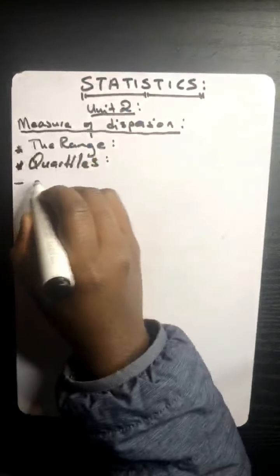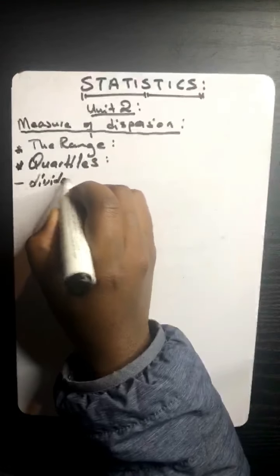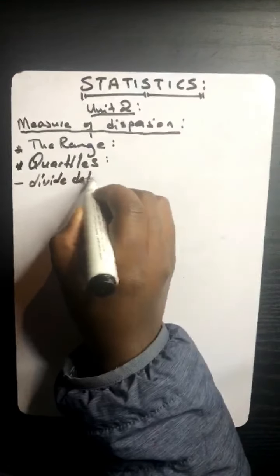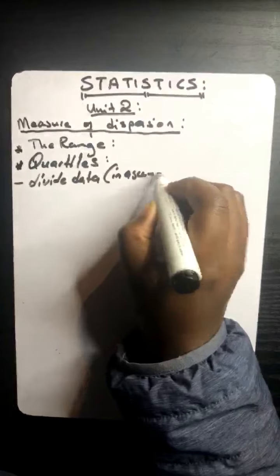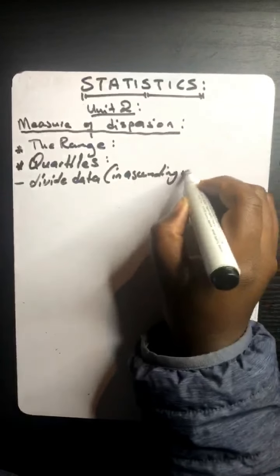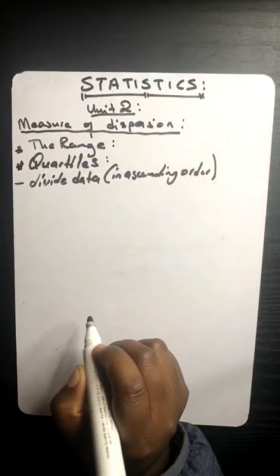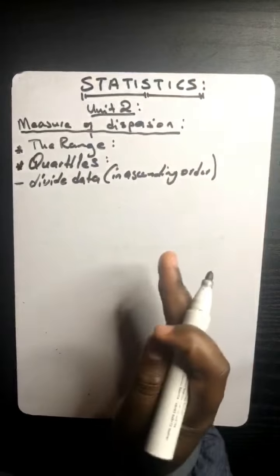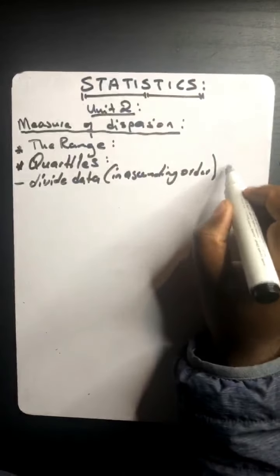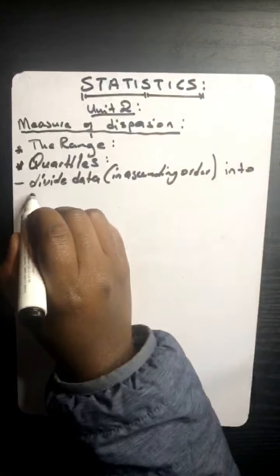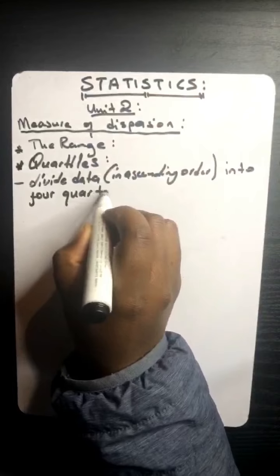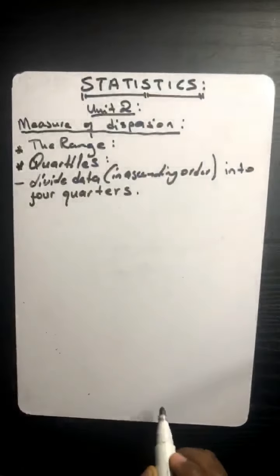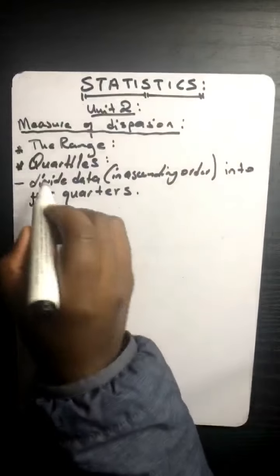But quartiles, what they do is to divide data which is in ascending order, meaning from a small number to a large number. It is to divide data which is already arranged in ascending order. It divides into 4 quarters. Full stop.